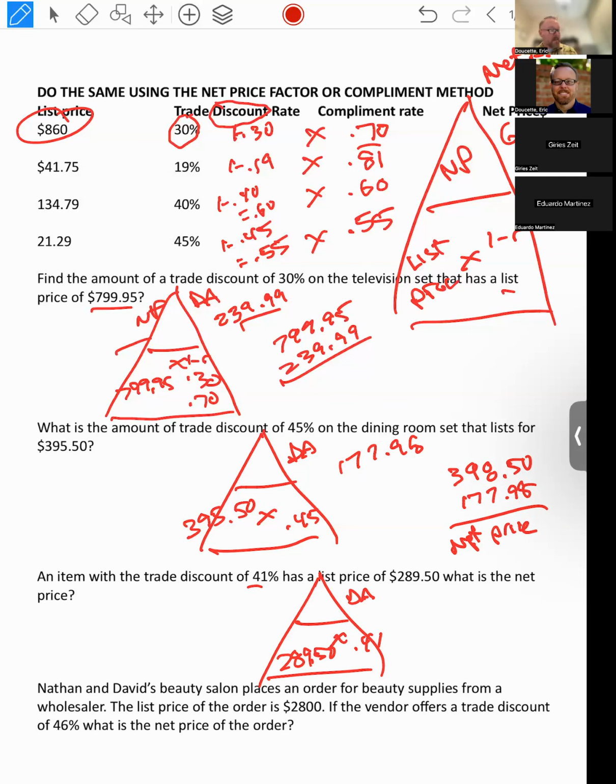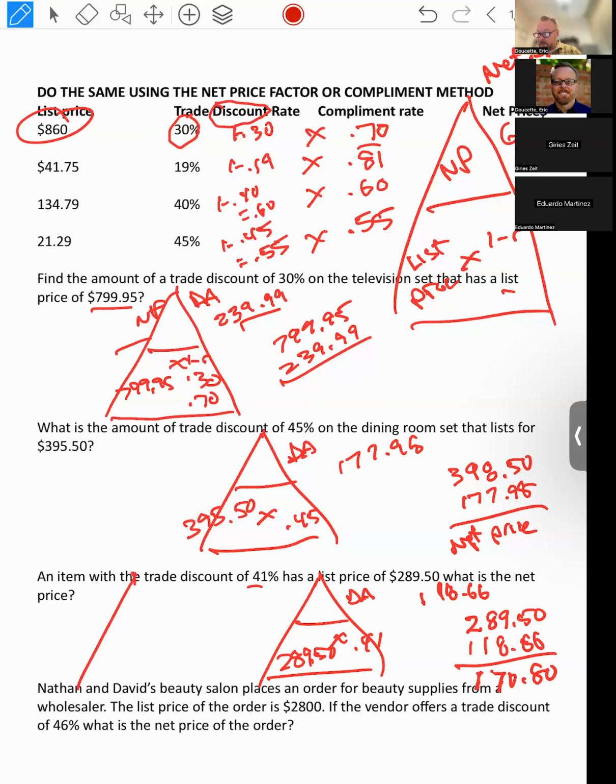let's see. Yeah, it's going to give me $118.66. That's the discount amount, and then I would subtract that from 289.50. 118.66 comes out to $170.80. So that's my answer, 170.80.